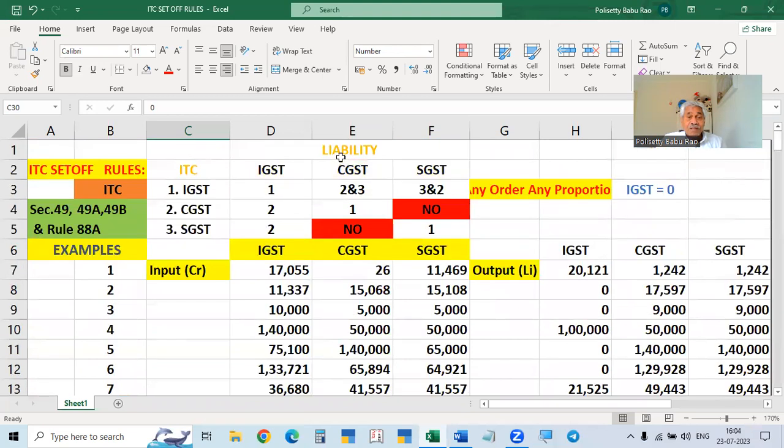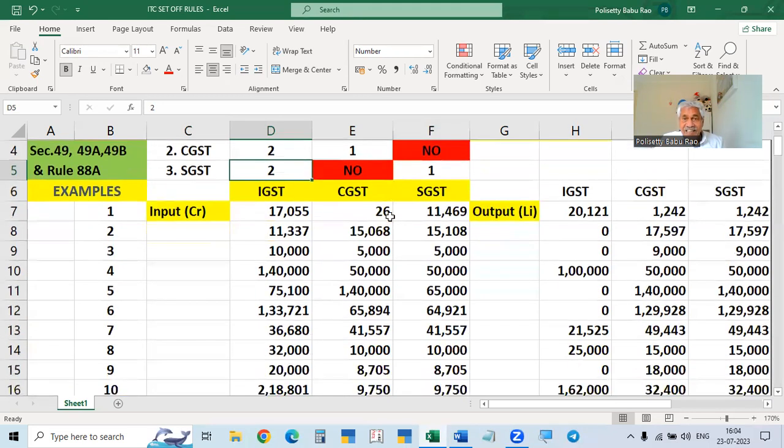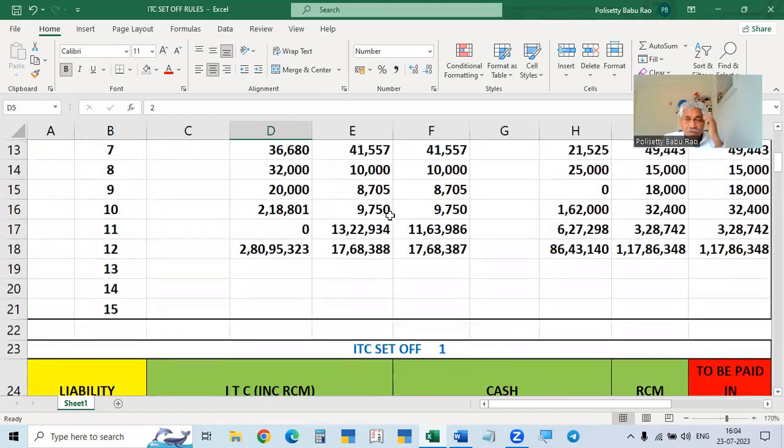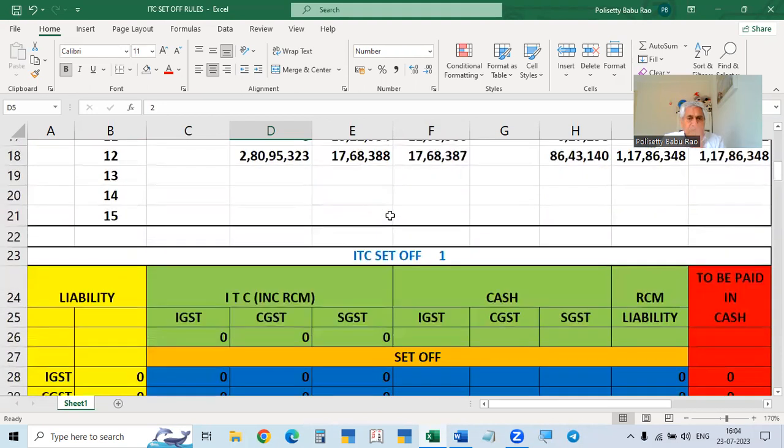As per the rules, see here, you see liability as per section 49, 49A, 49B and 88A. This is ITC. This is liability. So IGST number 1, 2, 3 or 2, 3. First this one, next this one, or first SGST, next CGST. And CGST, first against CGST, then against IGST. SGST, first against SGST, then against CGST. And SGST cannot be set off against CGST, and CGST cannot be adjusted against SGST. This is the thing. And then we will take up some examples. We can use our convenience.